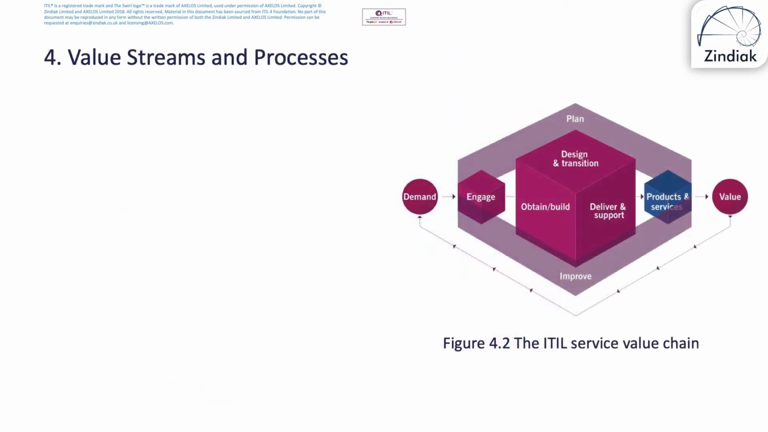ITIL gives organisations acting as service providers an operating model that covers all the key activities required to manage products and services effectively. This is referred to as the ITIL service value chain, as shown here. The service value chain operating model is generic, and in practice it can follow different patterns. These patterns within the value chain operation are called value streams.